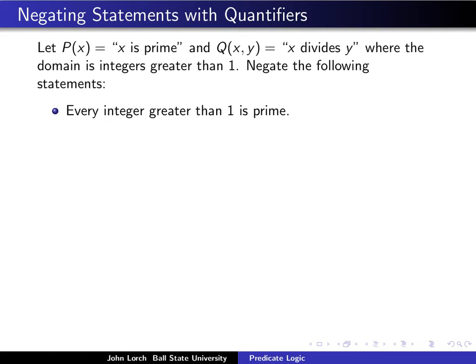Let's get some practice negating statements involving quantifiers. So we have here a couple of predicates. The first is x is prime, and the second is x divides evenly into y, where the domain in both of these predicates is the collection of integers greater than 1. So the first statement for us to negate is every integer greater than 1 is prime. So we're going to negate this using English, and then we're also going to use symbols. So in English, the negation should be probably something like there is an integer greater than 1.